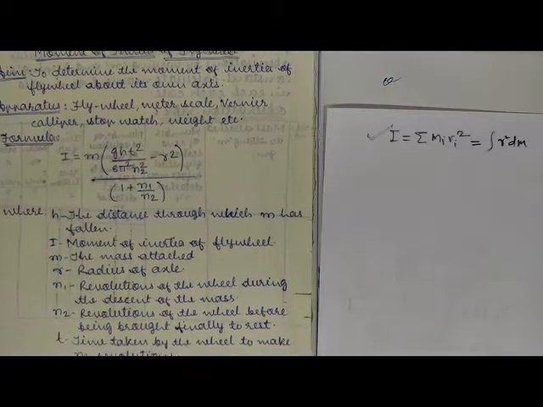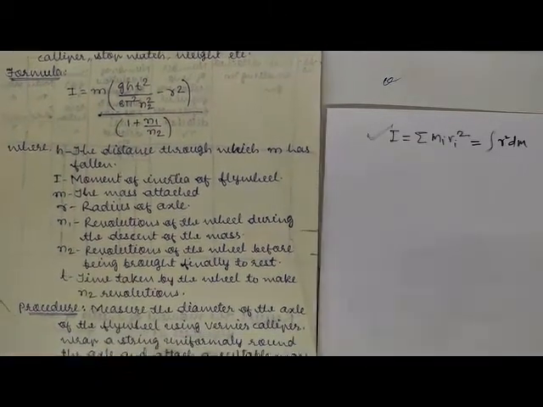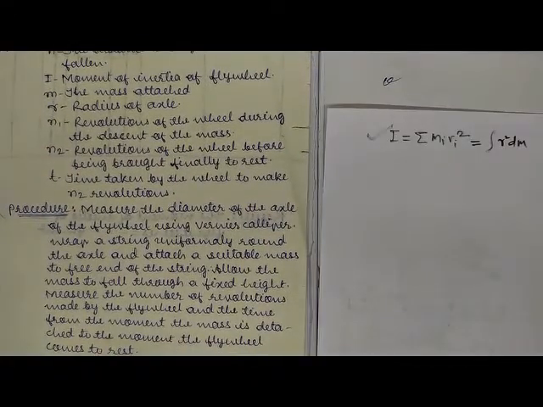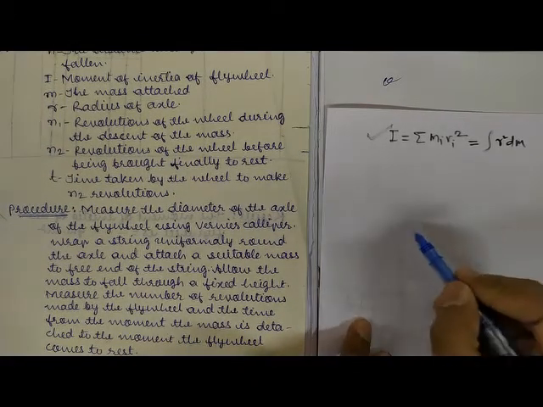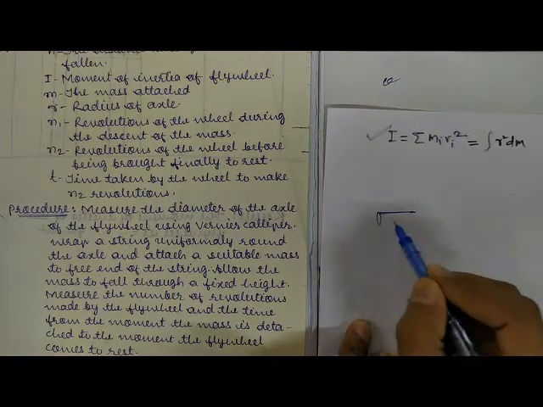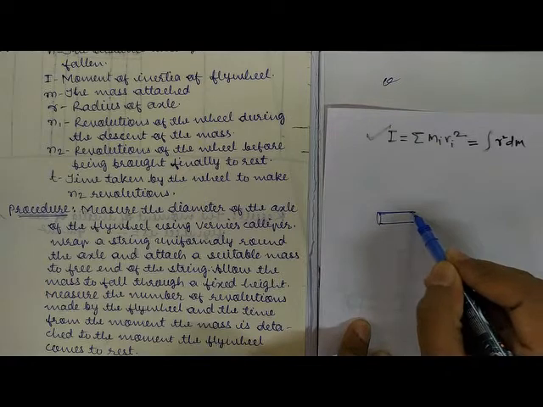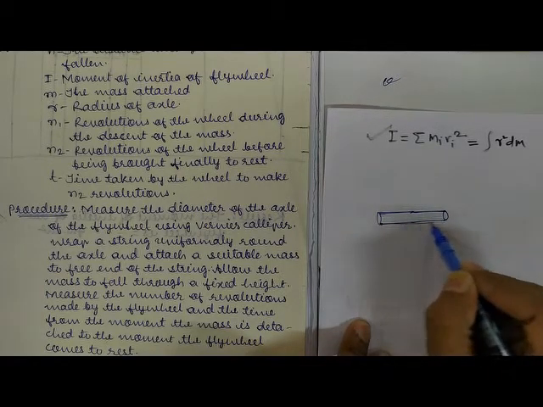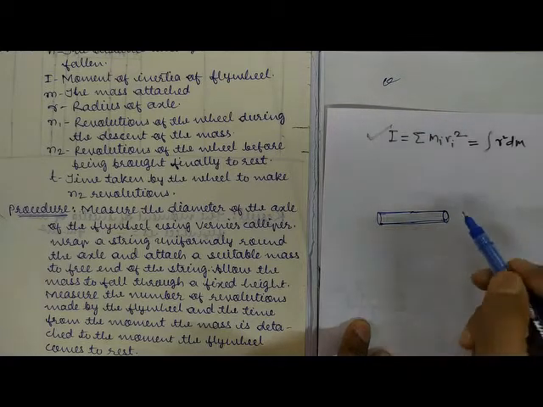Okay, now let's have a look at all the parameters that I have just talked about, and how to do this particular experiment. That we will see now. So what exactly do we have? I will try to draw a diagram so that you can understand. Now this is an axle, about which we have fixed our flywheel. Okay, we know the axle, right?